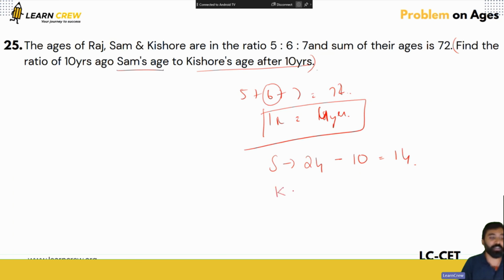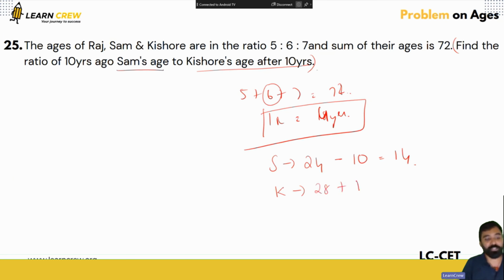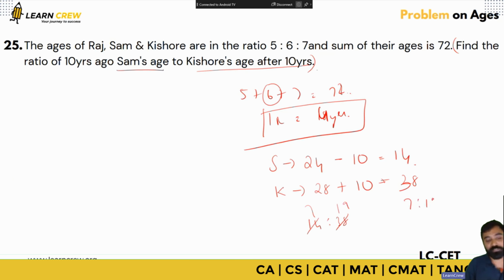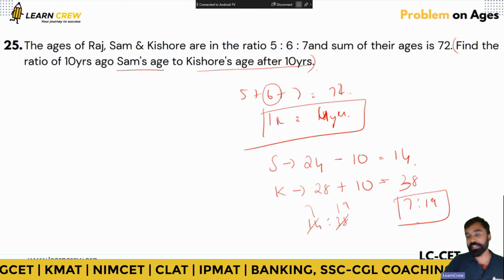And Kishore's age after 10 years. Kishore's present age is 7 into 4, 28. And after 10 years, sorry, it is going to be 38. So 14 is to 38, or it can be 7 is to 19. 7 is to 19, not 7 is to 9. It is 7 is to 19. Okay.